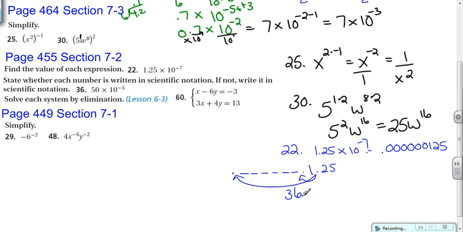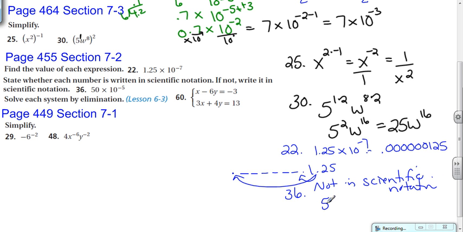36. State whether that number is in scientific notation. If not, write it in scientific notation. It's not in scientific notation because 50 is not a number between 1 and 10.